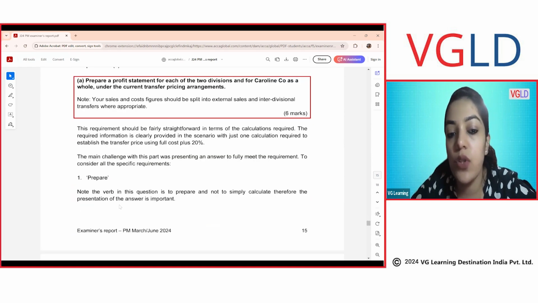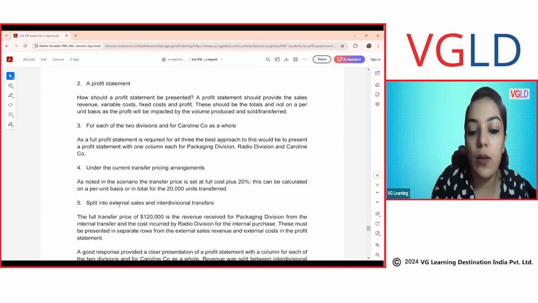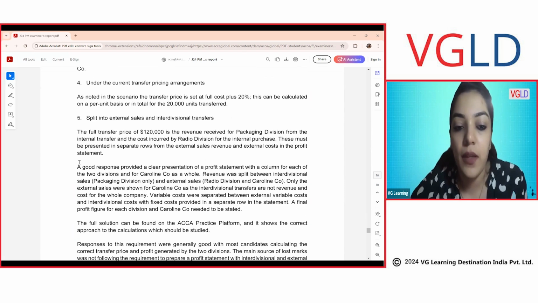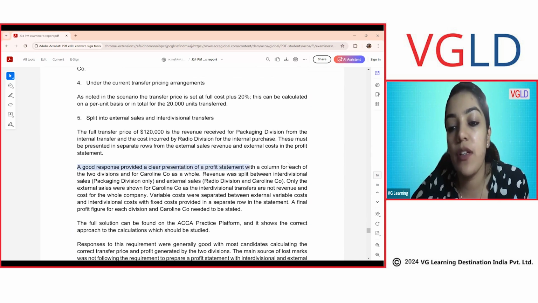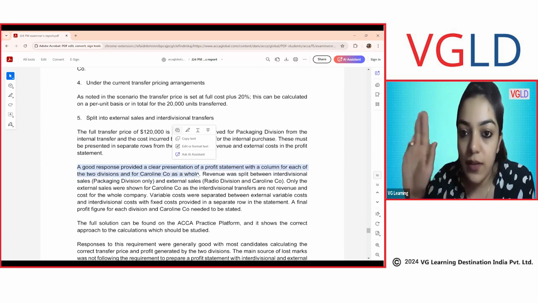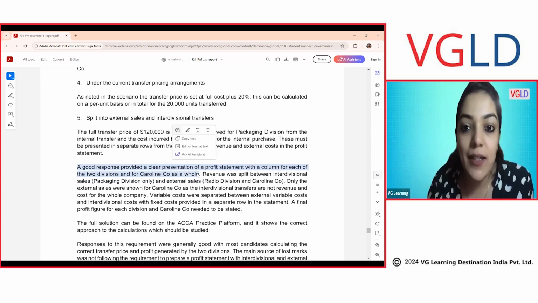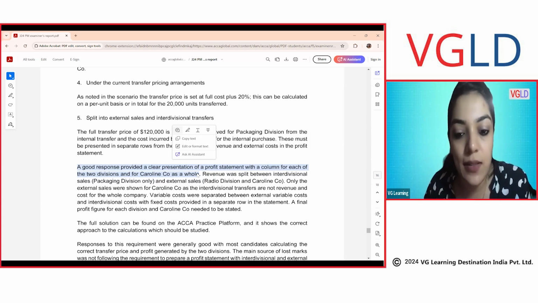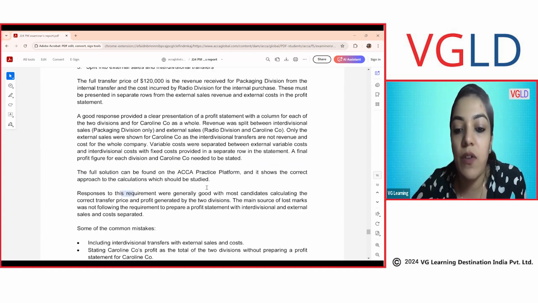Okay. And if you go through 1 or 2 articles like this, you will get a feel of what students normally do well. See this one again. A good response provided, that means this is what the students who performed well in this question did, a clear presentation of a profit statement with a column for each of the 2 divisions and for the company as a whole. So the examiner's team tells us to format your answer properly, giving it in a clear manner. Now, formatting doesn't mean beautification, it means that you are giving it in a way which is easy to understand. Okay. Responses to this requirement were generally good with most candidates calculating the correct transfer price.